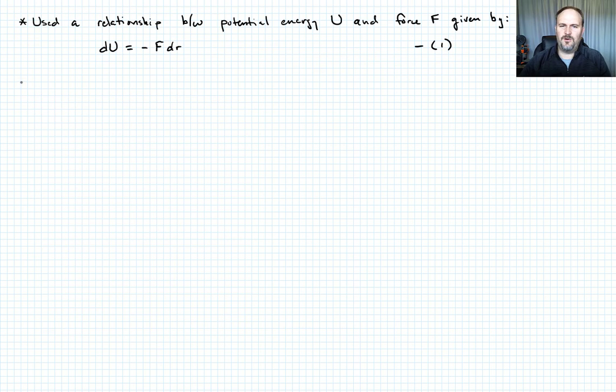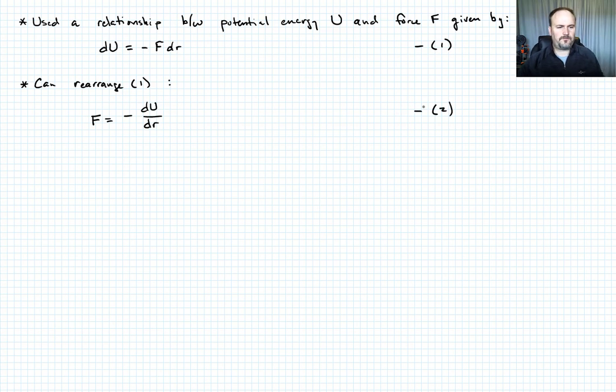I can rearrange equation 1 to give the following. I can now define force in terms of the potential. We can say that F is equal to negative dU/dr. Let's call that equation 2. This is obviously in one dimension, where we only have a plus or minus bond distance. We either increase the bond length or decrease the bond length.